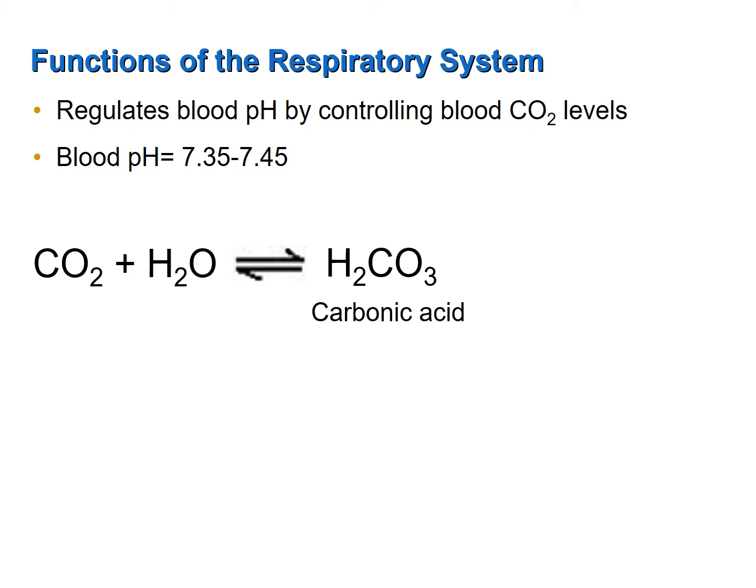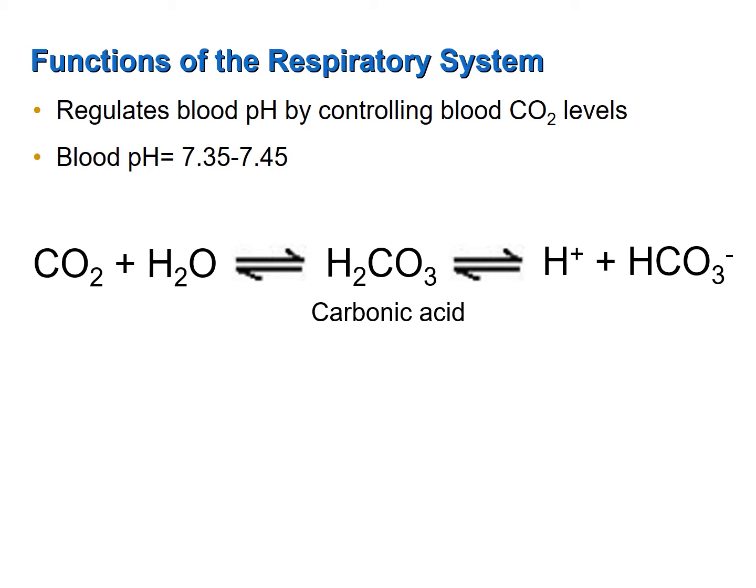Carbonic acid, being an acid, will dissociate to some extent into hydrogen ions and bicarbonate, thus contributing to the acidity of the blood. The respiratory system, by altering the amount of carbon dioxide in the blood, can alter blood pH to keep it within the narrow range of 7.35 to 7.45.